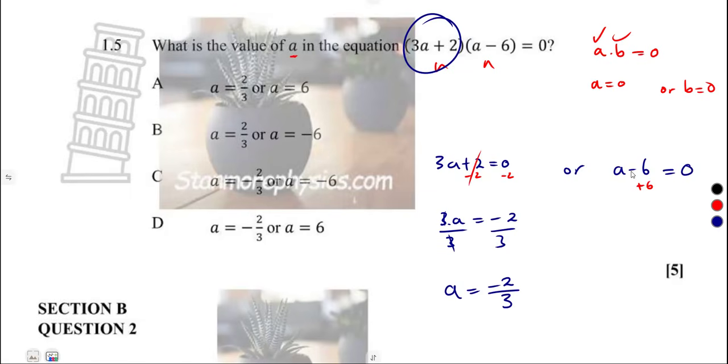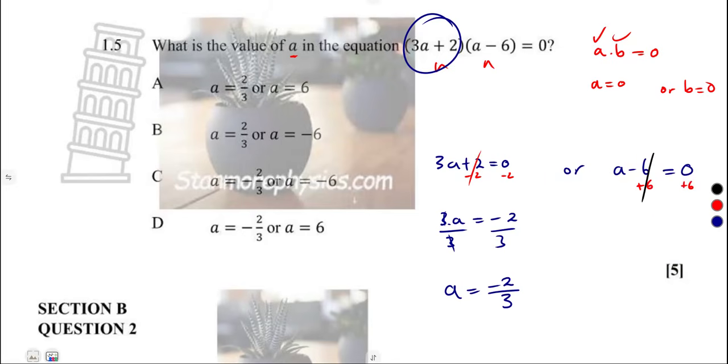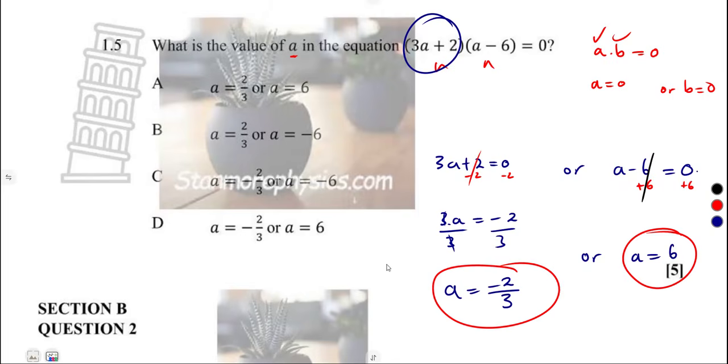On this one, simply take the negative 6 to the other side, or simply add 6. There's a minus here, so the opposite is to add. Simply add 6 both sides of your equation. So this can cancel. You're going to remain with A. So A is equal to 0 plus 6, that's 6. So the answer is minus 2 over 3, or A is equal to 6. So the best answer is D, minus 2 over 3 and 6.